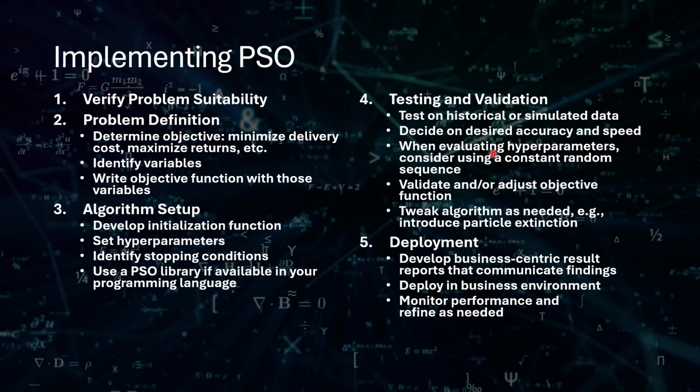When evaluating hyperparameters, consider using a constant random sequence. That would be in the testing. That way I avoid the answer changing just because of the random number sequence I use, and I'm really evaluating a C2, for example, of 1.0 versus a C2 of 1.5. Use the same random number sequence. Validate and/or adjust the objective function as necessary. Oftentimes when you get into this, you realize that you need to tweak the objective a little bit; it wasn't quite right how you formulated the original problem.